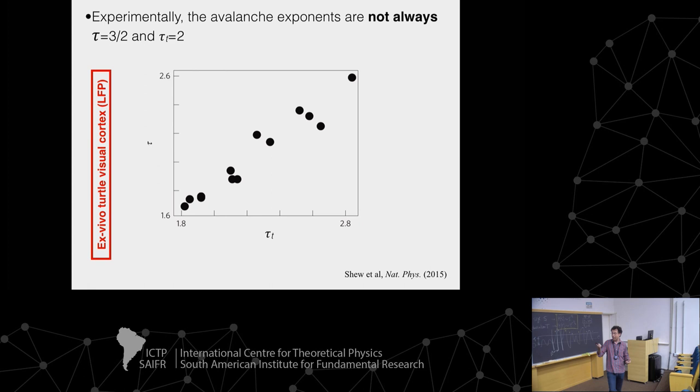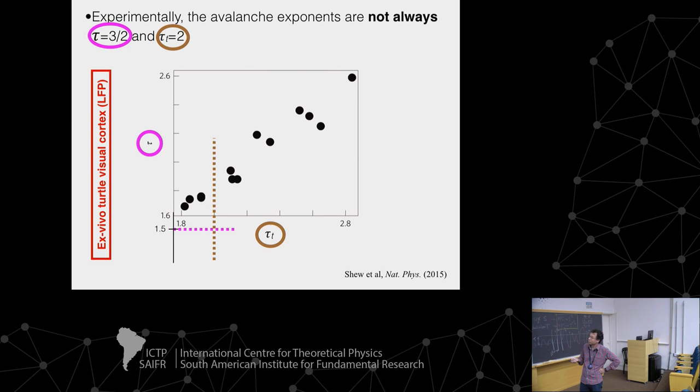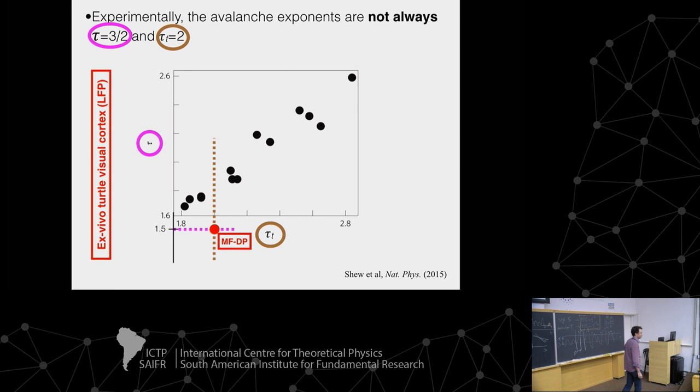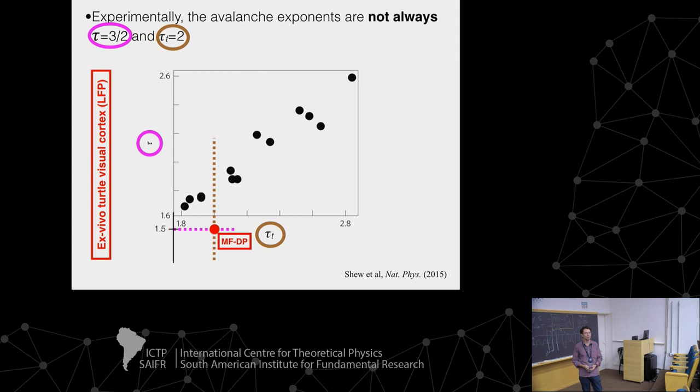And we have seen things like this before, right? We have seen exponents that spread along a straight line like this, more or less. Please note that without a better model, the standard model is mean field directed percolation, which has tau_t equals 2. This is tau_t. This is 1.8. This is 2.8. Tau_t equals 2 is this line. Please check if it's correct. It is. And tau equals 1.5, 3/2. This is 1.6. So 1.5 is somewhere here. So this is the current theory to explain this data: mean field directed percolation. You make your judgment whether it's a good model or not. Okay?